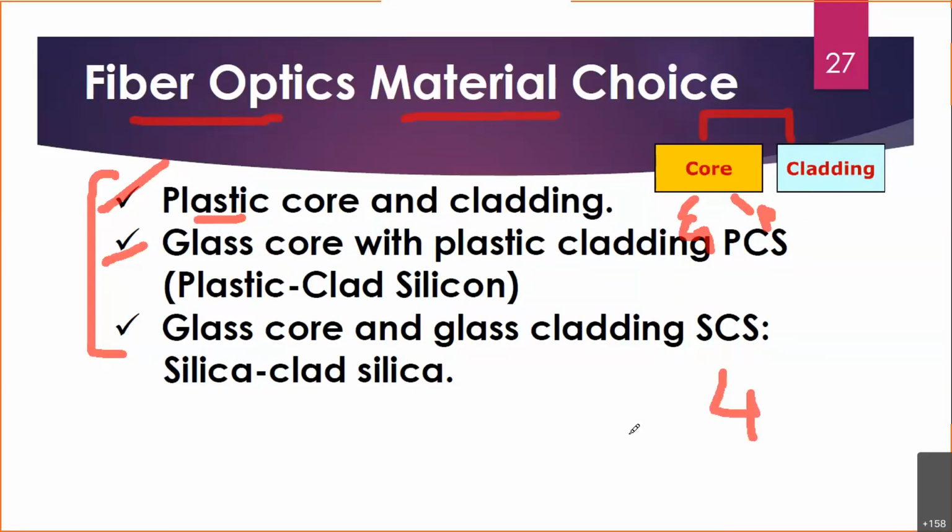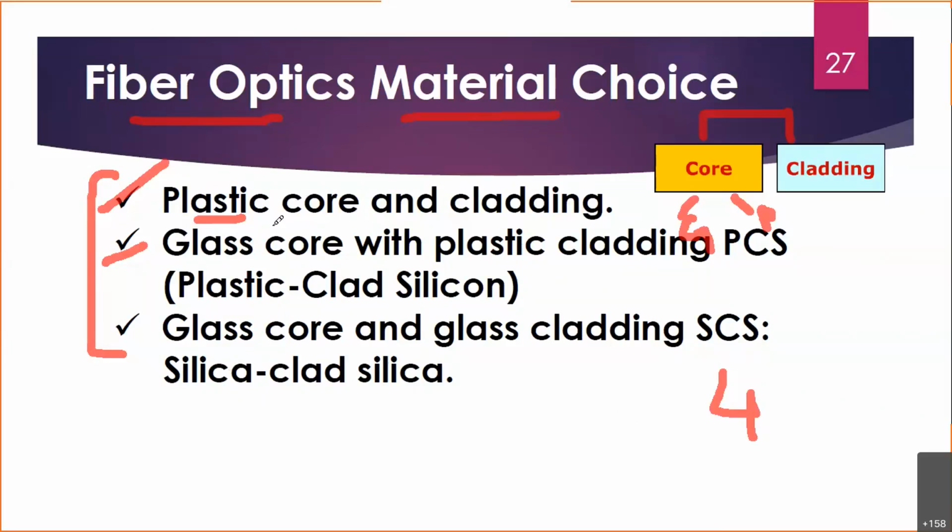Okay, so look at, out of 4 only 3 are working. The 3 I have listed over here, the one is not working. Why? Because which was the one which is not working? That was this plastic core and glass cladding. That was not acceptable, because in that case the plastic will have less refractive index compared to the glass, so your light will not follow the TIR pattern. And that is why the fourth choice, that is plastic core and glass cladding, is not possible.